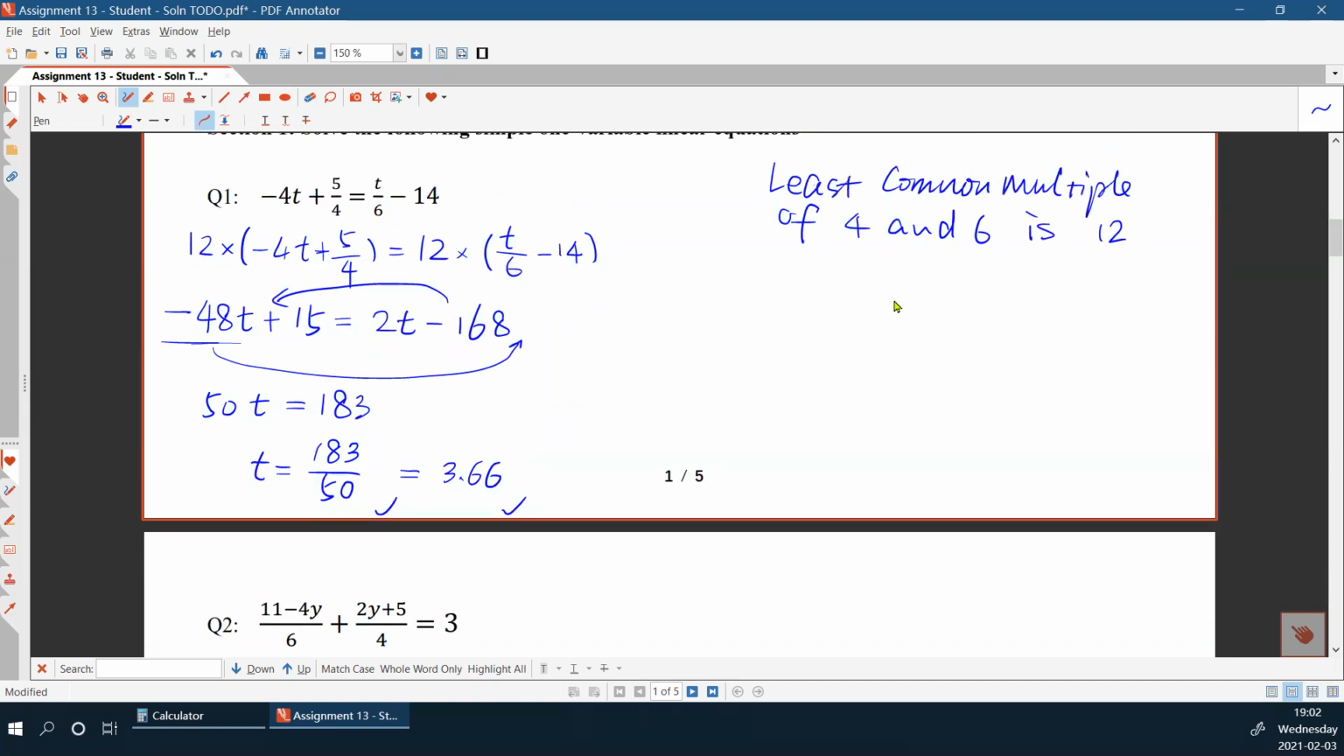Any questions? So the key point here is to find the least common multiple to eliminate all the fractions on both sides.